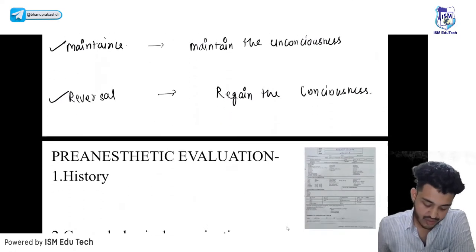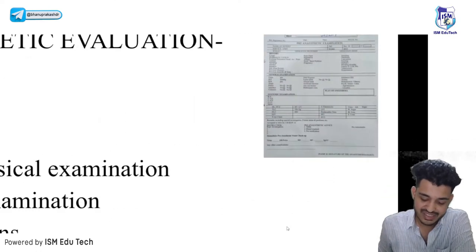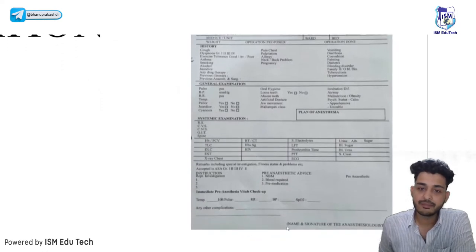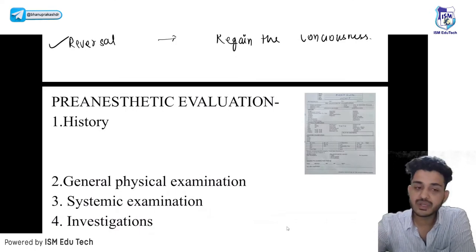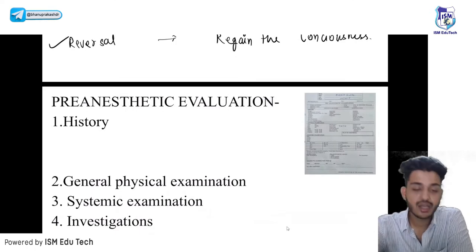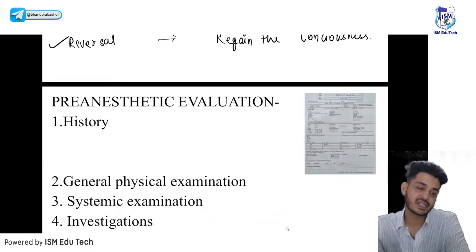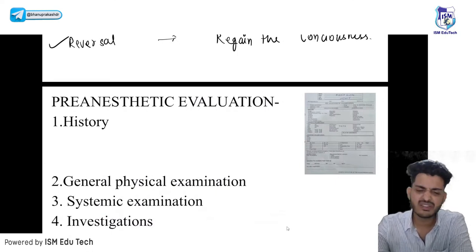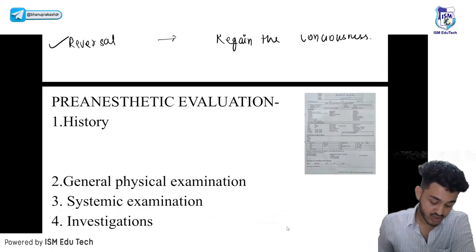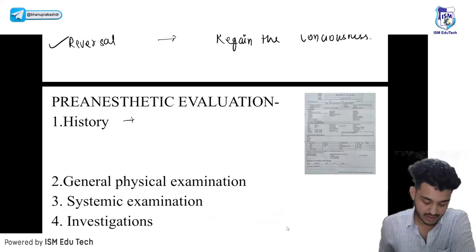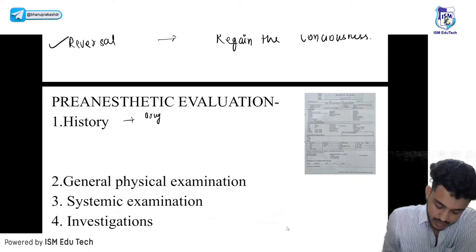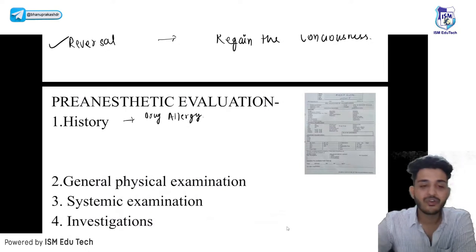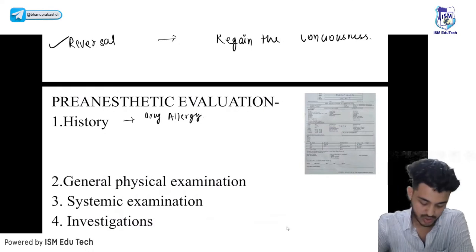Pre-anesthetic evaluation. In pre-anesthetic evaluation, you can see this is the form of PAC. There are multiple things that the anesthesiologist will see. First thing will be history. Whenever a patient is coming to you, you will take the history, be it in the OPD or the surgery department, wherever you are. The first history that the anesthesiologist will take is the history of drug allergy, whether the patient is allergic to any kind of drugs or not.